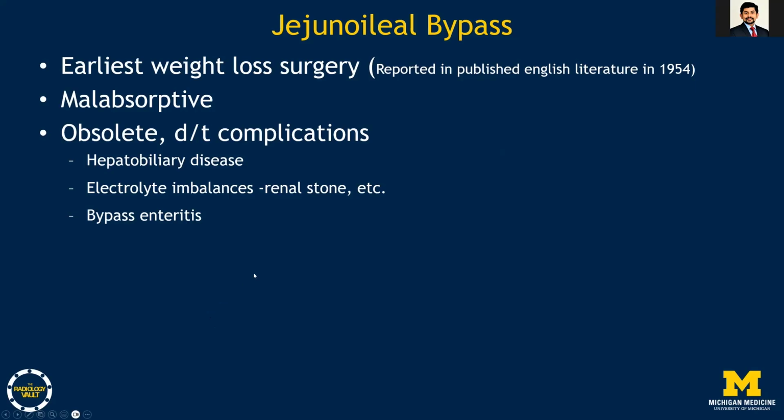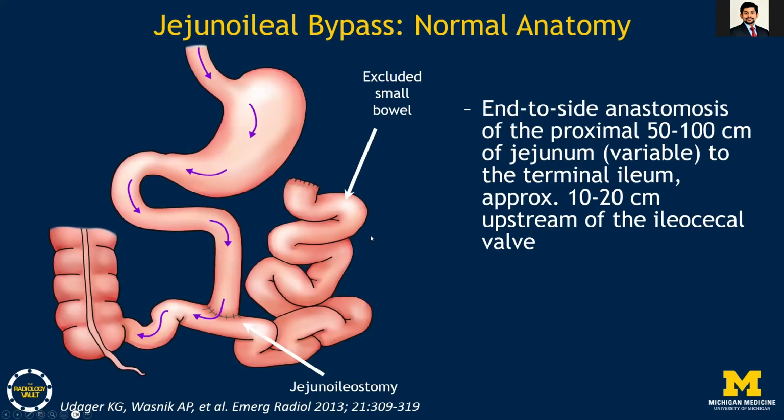The complications associated with jejunoileal bypass, given that there is a long segment of the small bowel that is bypassed, have led to hepatobiliary disease, electrolyte imbalances, including renal stones, as well as bypass enteritis. Here is an illustration of a jejunal-ileal bypass where an end-to-side anastomosis is created of the proximal 50 to 100 centimeters of the jejunum, approximately 10 to 20 centimeters upstream of the terminal ileum. And that means that a long portion of the small bowel is excluded.